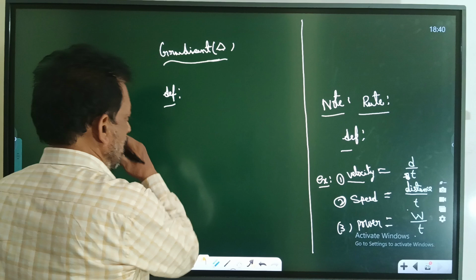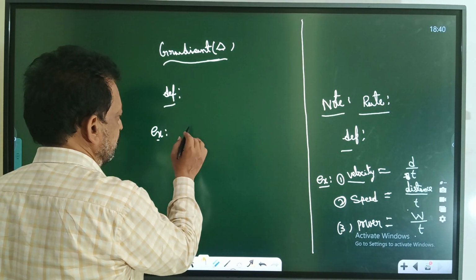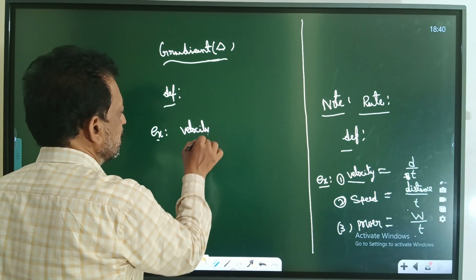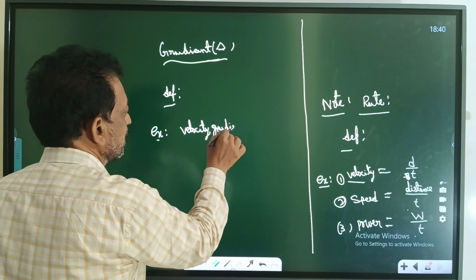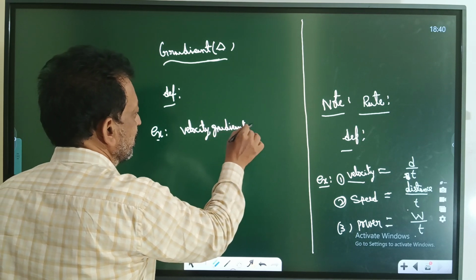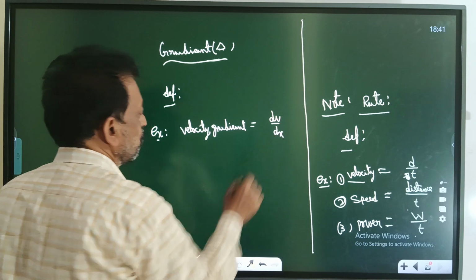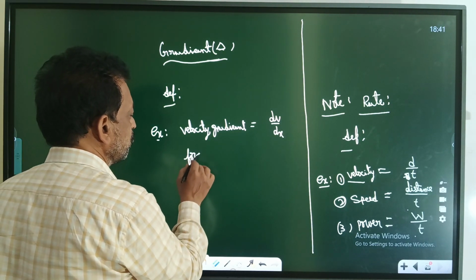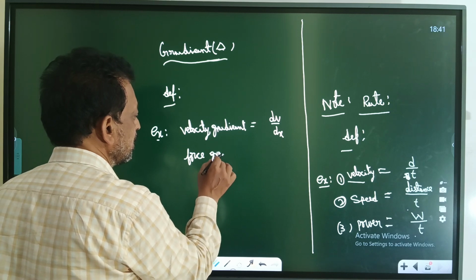Okay, now take an example. Velocity gradient. So what is it? dv by dx. Force gradient.